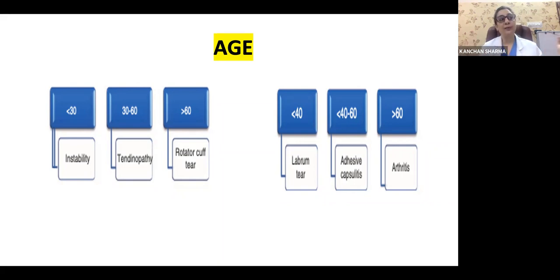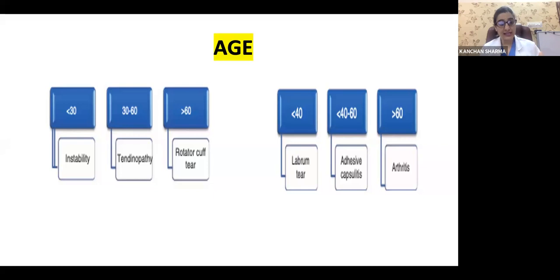Okay, so now the patient has entered inside your chamber. You're just having eye contact with the patient. So at that time, obviously, by looking at the patient, you will be able to make out whether the patient is young or whether the patient is old, right? So if the patient is young, think of instability and labral tear as the causes. Okay, fine. So in young age, these two are the most common causes for shoulder pain.